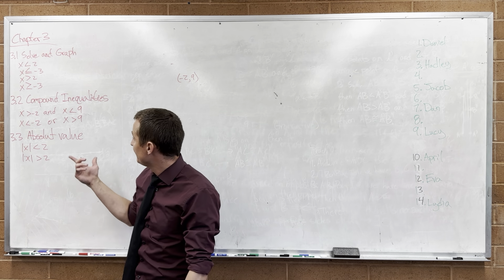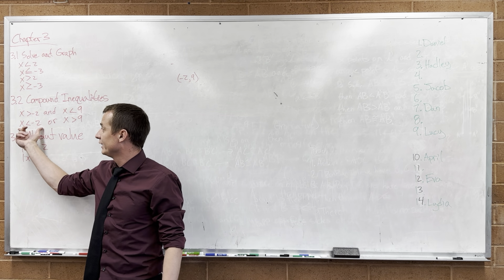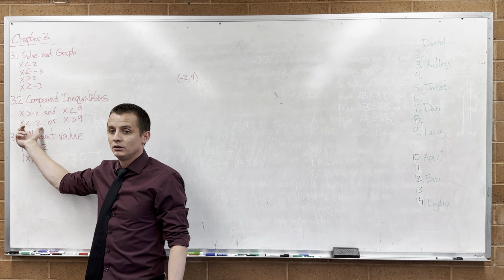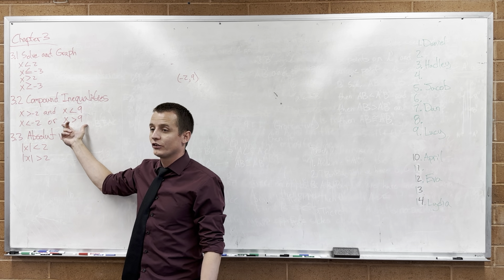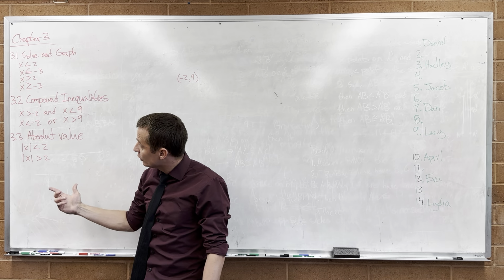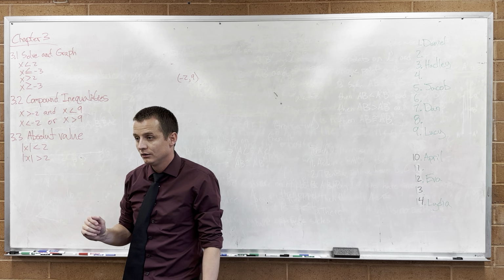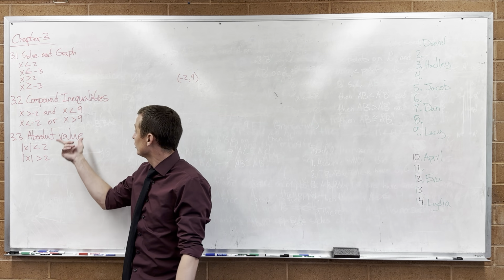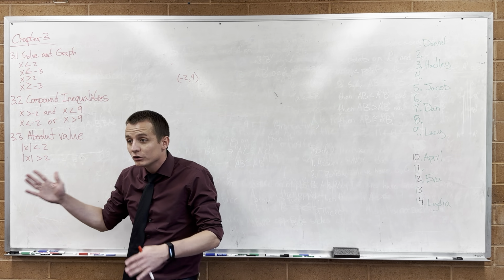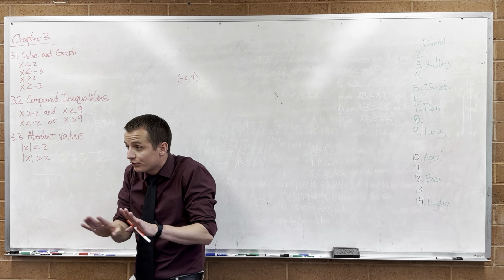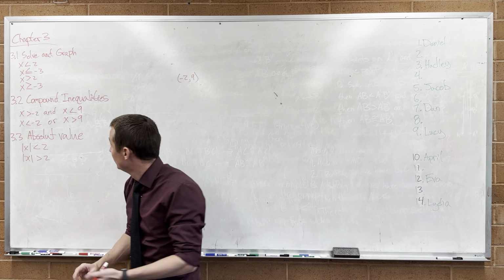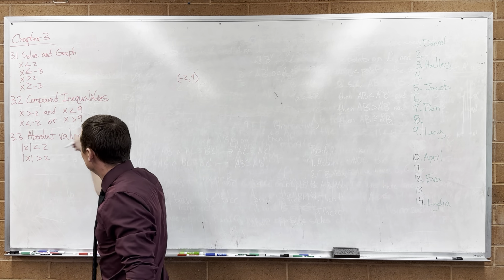Let's check. Is 11 in this? Is 11 less than -2? No. Is 11 greater than 9? Yes. So is it true that 11 is less than -2 or greater than 9? Yes, because it's greater than 9. So it was one or the other. It just needs to satisfy one or the other. So 11 would be in here.